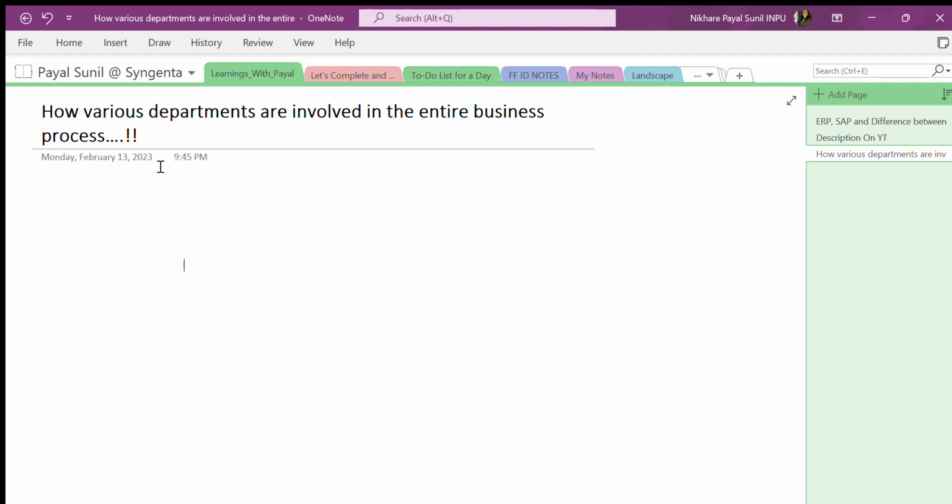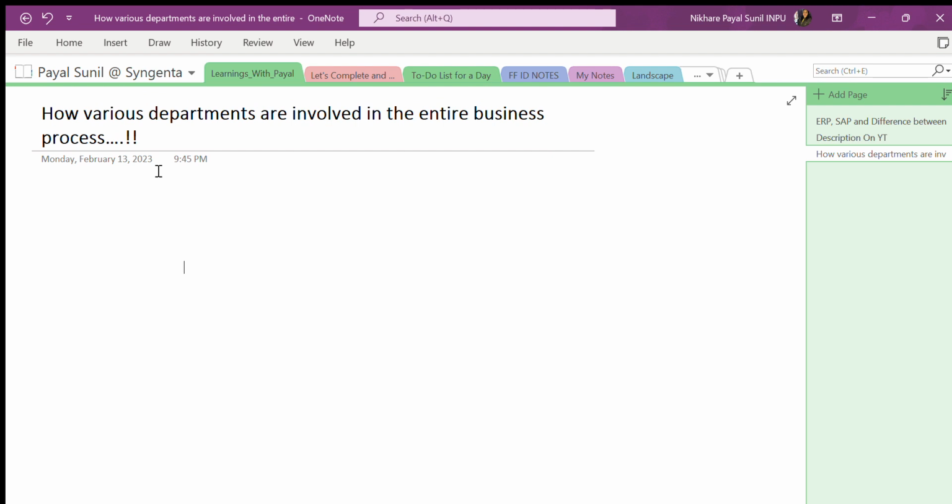Today we are going to learn how various departments are involved in the entire business process. As I told you in my previous video, when we work for huge organizations, we usually see that multiple departments, processes and modules are working together for business growth and communicating data and information with each other.